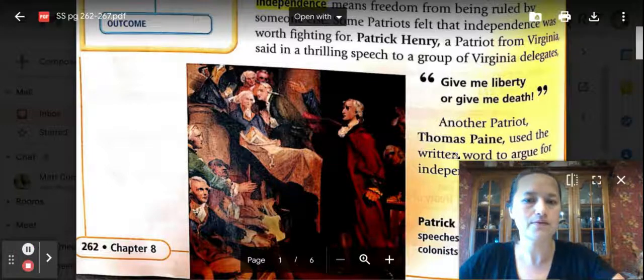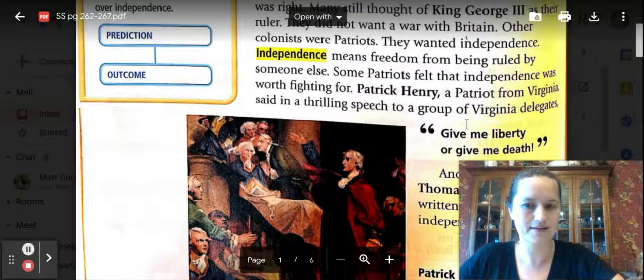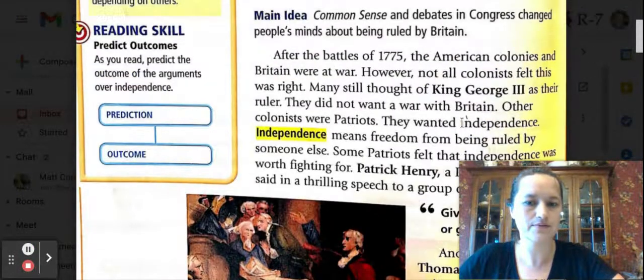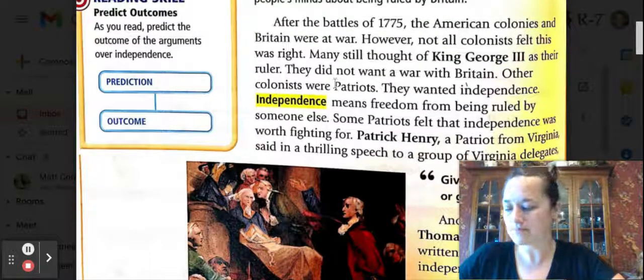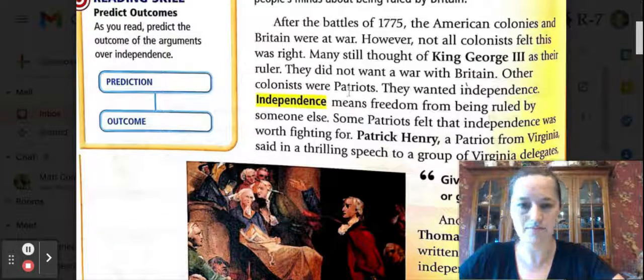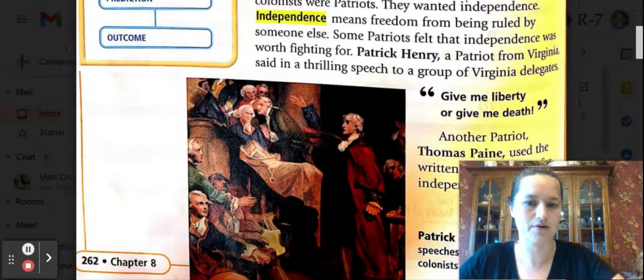You are also going to need to know what a patriot is. In your notebook, I would like you to write the word patriot. Patriots are people who want to be free from the rule of Great Britain. The Patriots are the people who did not want to be under Great Britain's rule, and they fought for independence from Great Britain.